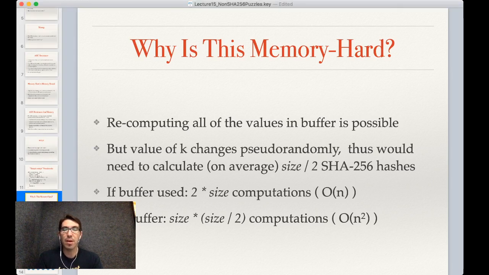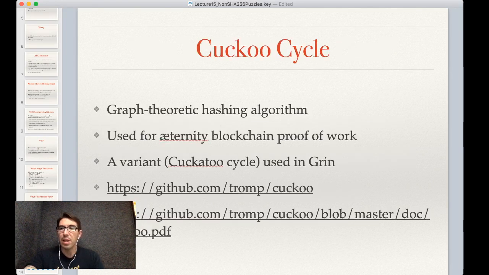So there are other algorithms we could use that are memory dependent and also memory bound. One is Cuckoo cycles, and I think this is pretty interesting. It's a graph theoretical hashing algorithm. It's used, quote unquote, as a hashing algorithm for the Aeternity blockchain proof of work, as well as a slight variation used in Grin. If you've heard of the Grin cryptocurrency, for its proof of work, it uses some variants on this.